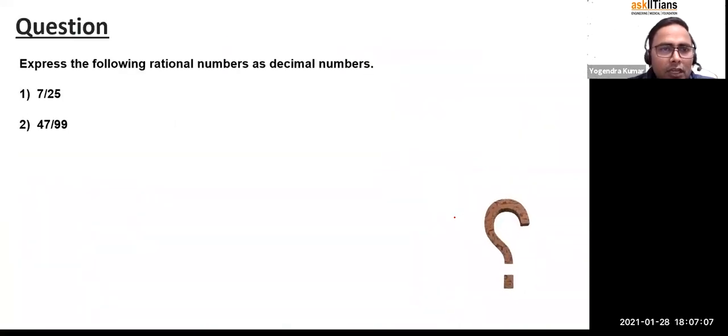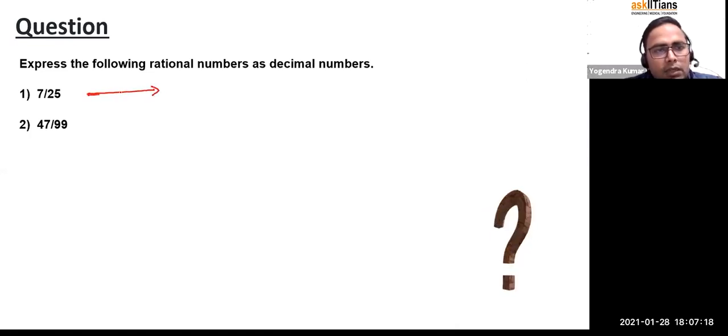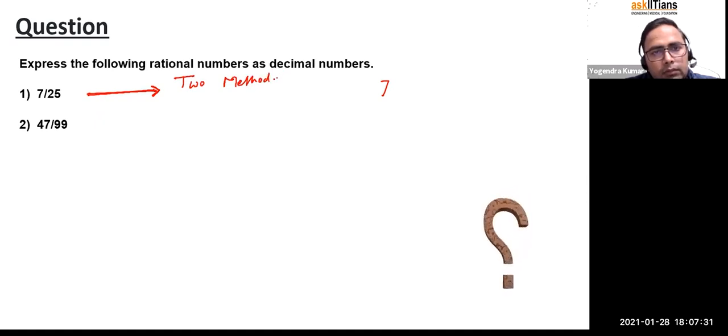Okay, so express the following rational numbers as decimal numbers. We can do this question here. We can do it in two ways. We took the example last class also, but let's do it today as well. No problem. I can do long division. Two methods are there. For the lower one we have only one method, but for this one we have two methods.